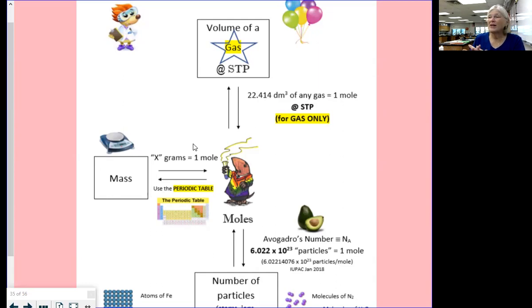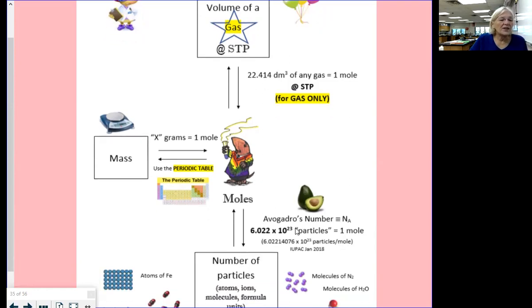The mass on the periodic table is the mass of atoms, but there are some elements that exist as diatomic molecules. Finally, to go between moles and number of particles, there's this equality: Avogadro's number, which is 6.022 times 10 to the 23rd particles in 1 mole.